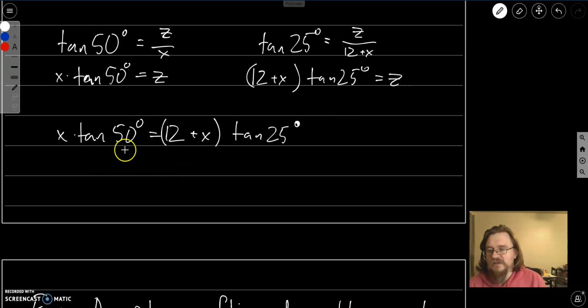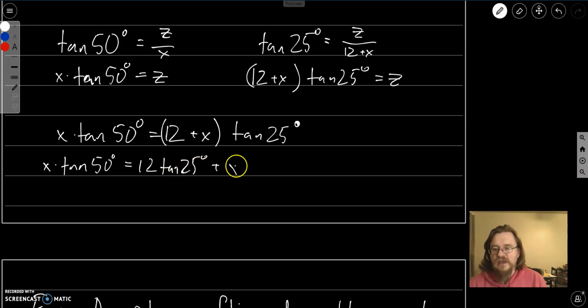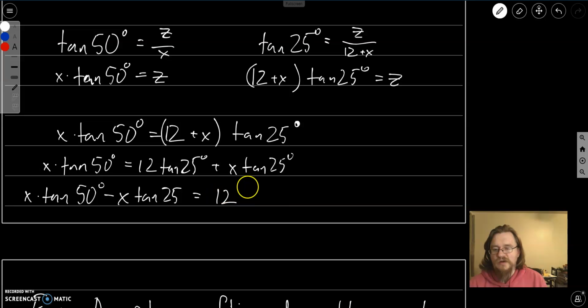I might run out of space here. So let's distribute. We've got x times tangent 50 degrees is going to be equal to 12 times tangent 25 degrees plus x times tangent 25 degrees. Move this to the other side. I've got x times tangent 50 minus x times tangent 25 is equal to 12 tangent 25. I forgot my degrees in here.